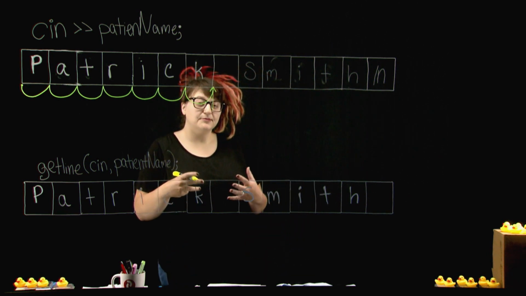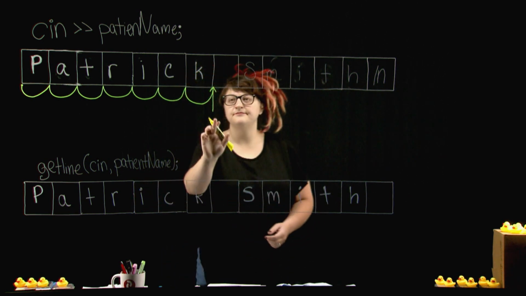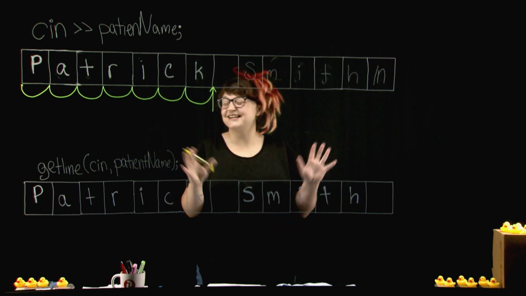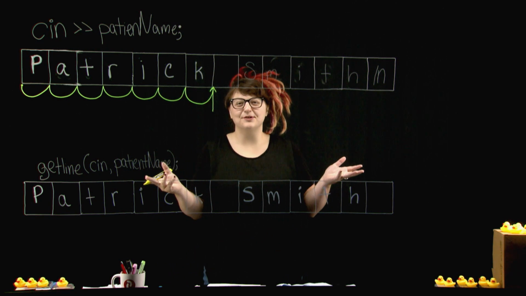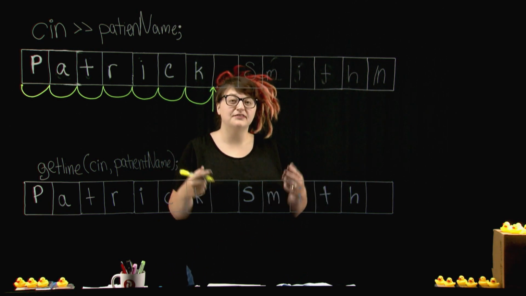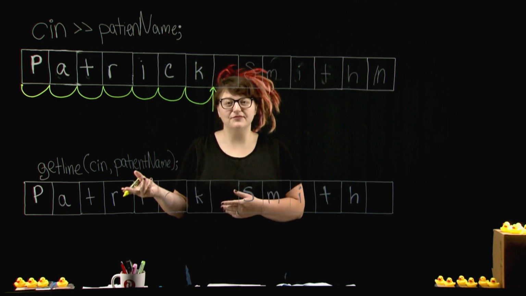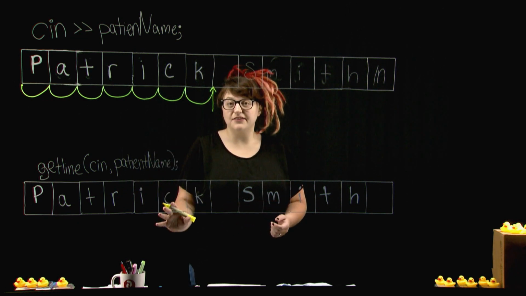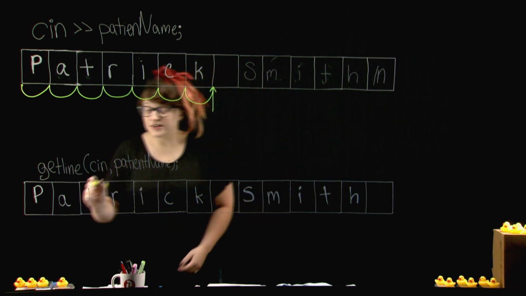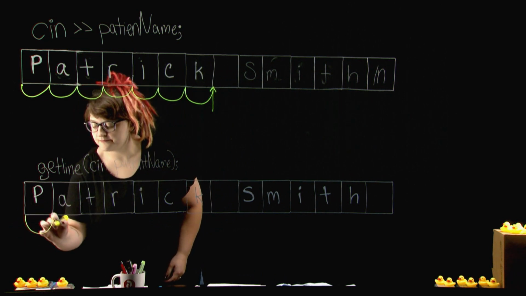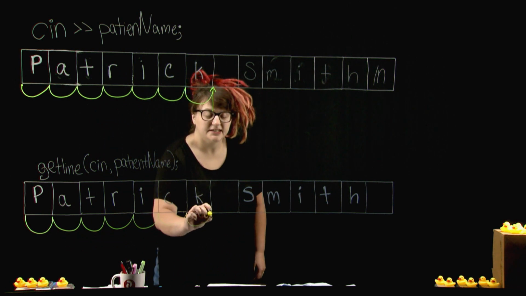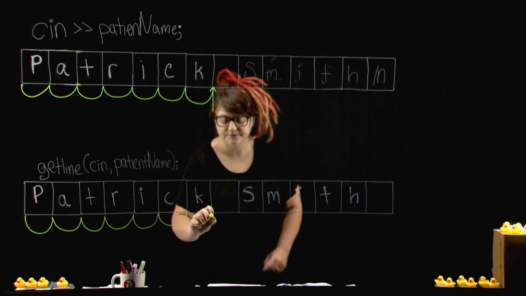In our program, the way we have it structured right now, it's going to get right here, and then it's just going to tap out. It's like, oh, I'm done, nothing else to record. And this is how we ended up with just Patrick as our variable value in our program earlier. Now, getline, on the other hand, is going to start in a similar way. It's going to read all these characters, and then it's going to get to the space, and it's going to keep going.